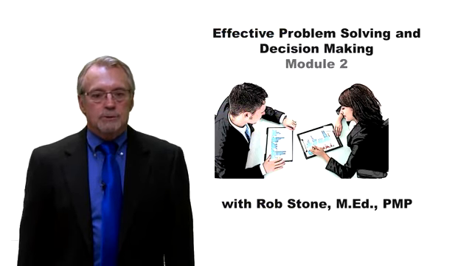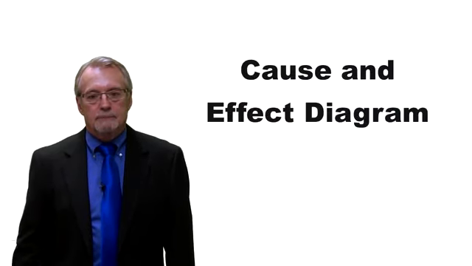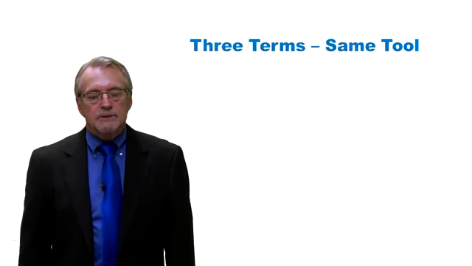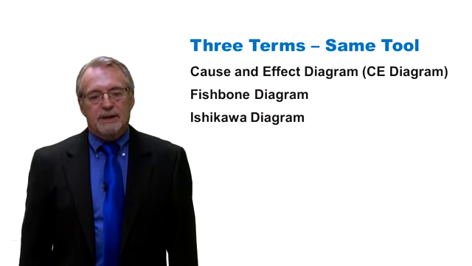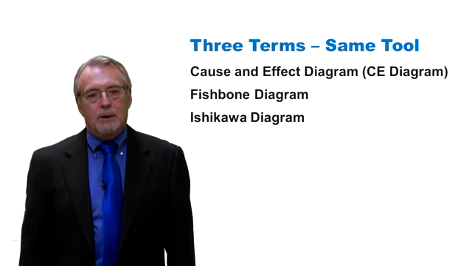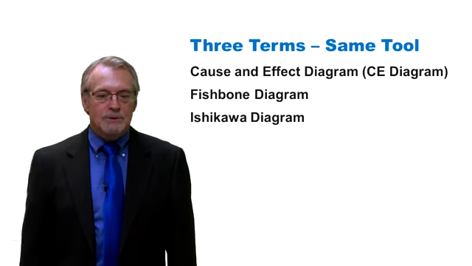Let's talk about another tool, a cause and effect diagram. There's three terms for the same tool. Cause and effect diagram, or CE diagram, you'll see it written as sometimes. Fishbone diagram, because it kind of looks like a fishbone. Or an Ishikawa diagram, guess why? Ishikawa is the one who developed it.